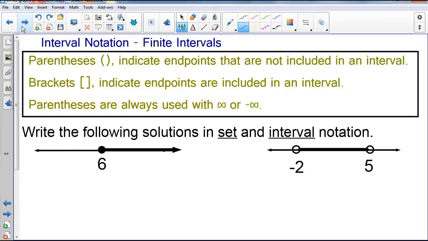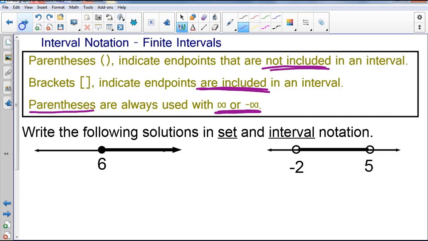Now we're going to take a look at interval notation and set builder notation, which is also called set notation. A couple main things to keep in mind. We're going to talk about interval notation on the board. Parentheses indicate values that are not included, where the brackets, the squared off parentheses, indicate points that are included. So parentheses are always used for infinity or negative infinity, okay? So those are really the three main points of interest when we're doing interval notation.